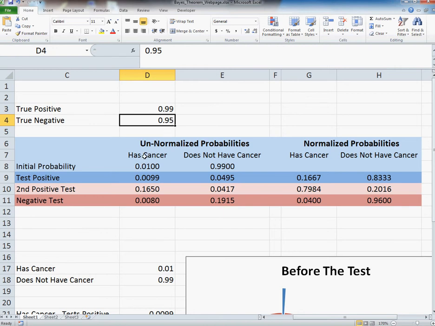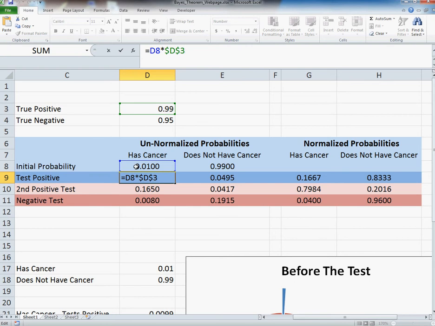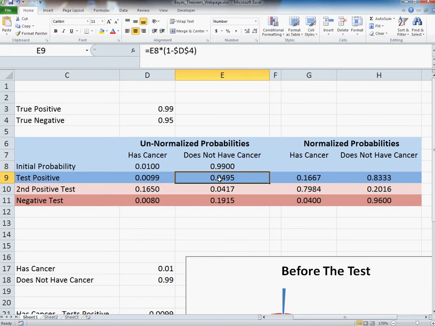So what are the chances that this patient has cancer and gets a positive result? That would be the initial probability that they have cancer of 1%, times the chance of getting a positive result if they have cancer of 99%. So the chance of having cancer and getting a positive result is 0.0099. The chance of not having cancer and still getting a positive result is the chance of not having cancer times the chance that this test will come back positive even though they don't have cancer. And this is a 0.0495 chance.